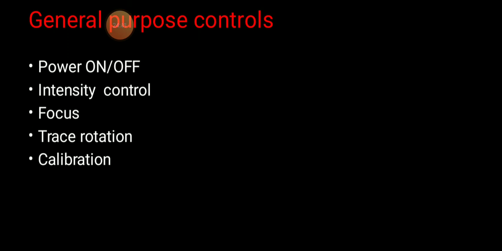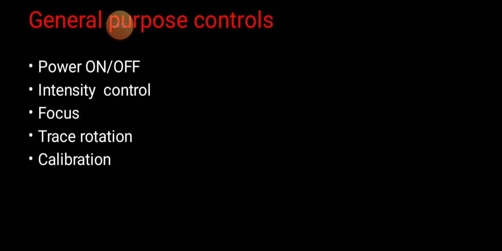Third one, focus. The focus control is a potentiometer which controls the voltage applied to the focusing anode in the CRT. The focus control is used to obtain a sharp, well focused spot. You can adjust the spot by using this focus.